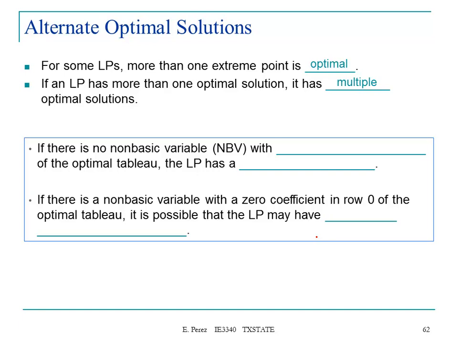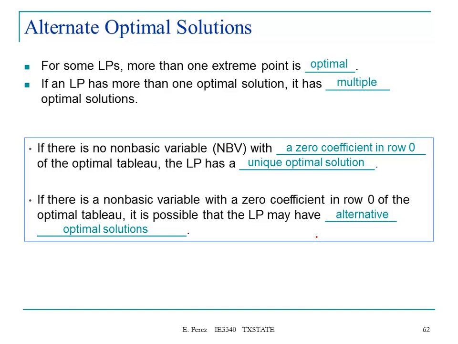So if there's no non-basic variable with a zero coefficient in row 0 of the optimal tableau, the LP has a unique optimal solution. Okay? If there's a non-basic variable with a zero coefficient in row 0 of the optimal tableau, it is possible that the LP may have alternative optimal solutions. So if there is a non-basic variable with a zero coefficient in row 0, there's a possibility of having alternative optimal solutions.